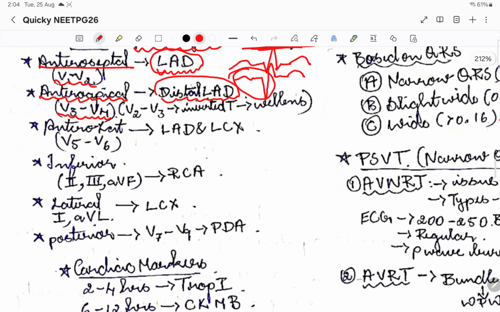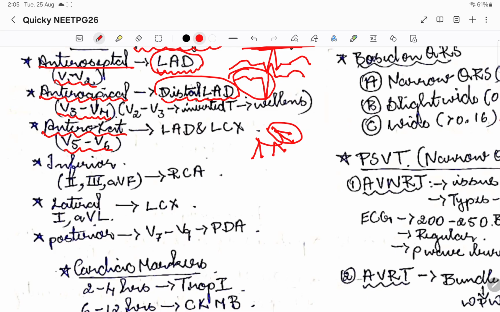Now anterolateral means V5, V6. That is how we place the chest leads: V1, V2, V3, V4, V5, V6. This is the heart, and it is telling me all the directions. V1 and V2 tell me the anteroseptal region, V3 and V4 tell me the apex, and V5 and V6 tell me the lateral side of the heart.